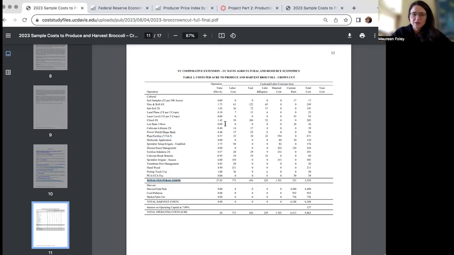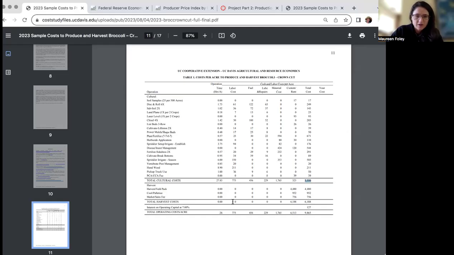So numbers that we're interested in are in this last column, this total cost column, where it means the total cultural cost. So this $3,550. This is how much a farmer who is growing broccoli under these assumptions is going to spend on their cultural costs per acre of broccoli that they're growing. It says up here, cash and labor costs per acre. So this is one of the numbers that we're interested in. Another number that we're interested in is the harvest cost, which is down here.